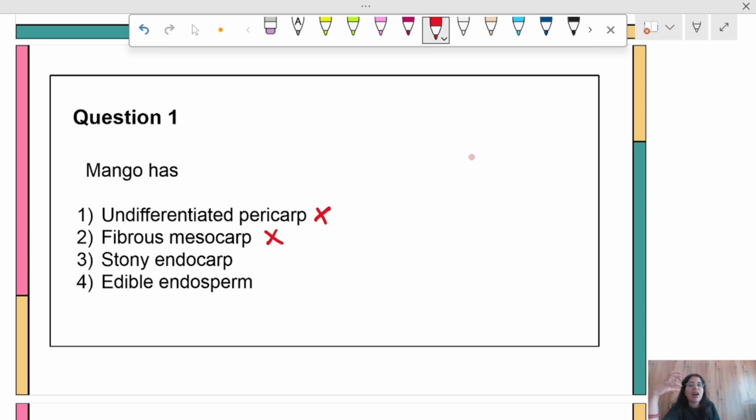Does it have a hard stony endocarp? Yes. Whenever you eat mango, maybe you have noticed that surrounding the seed coat there is a tough, very stony structure, right? That is actually the endocarp. Inside that you have the seed. Then, do you have edible endosperm? No, this is a dicot plant. Dicot plants don't have endosperm, right? Except a few. Okay, so the third option.